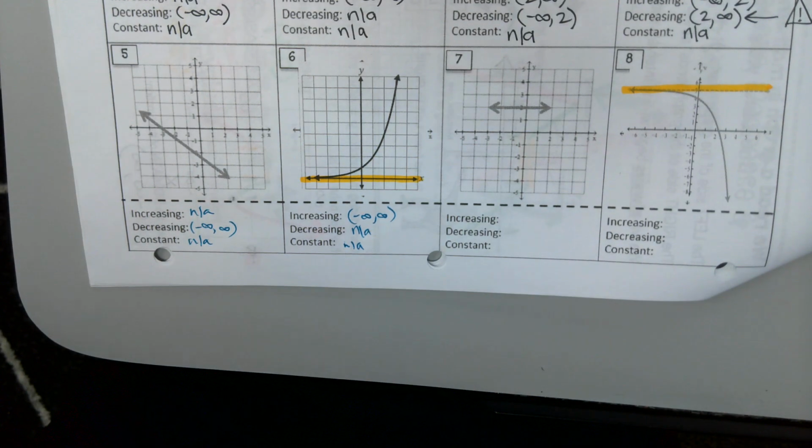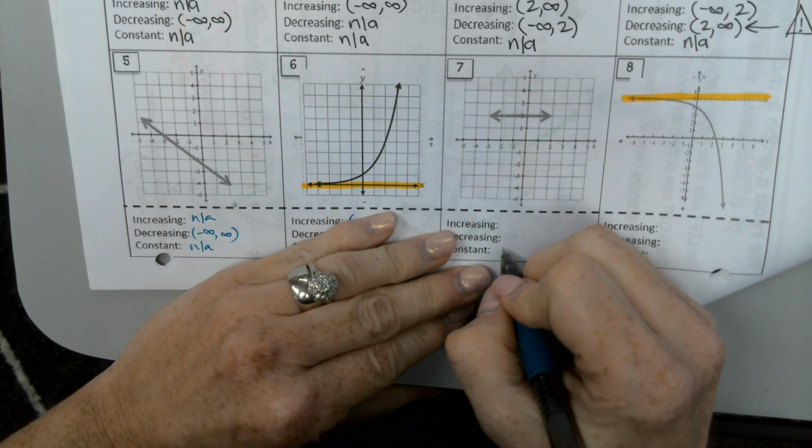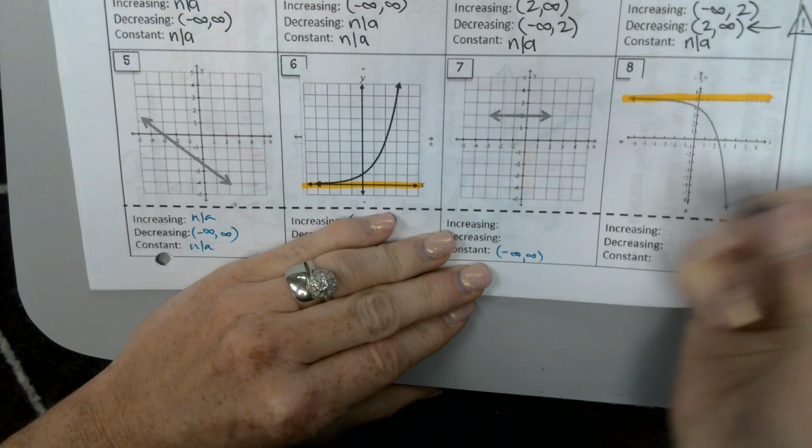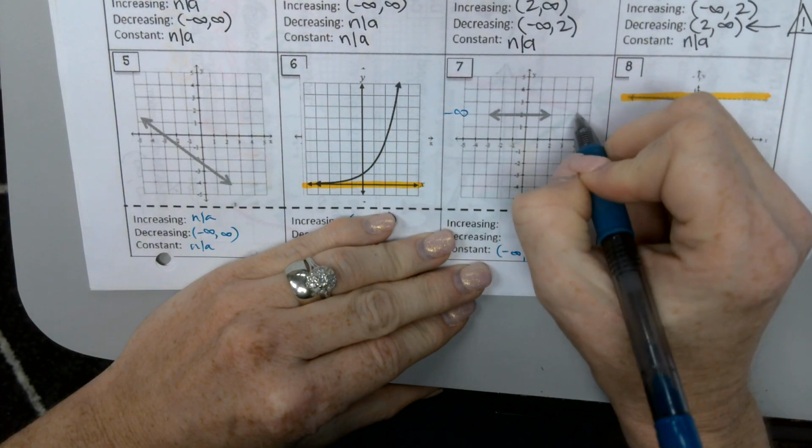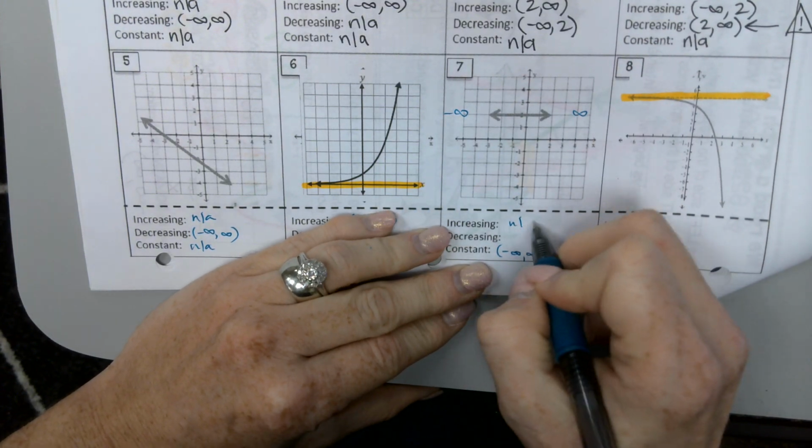All right, what about number 7? It is constant over the entire graph, okay? Because it's coming from negative infinity to positive infinity.